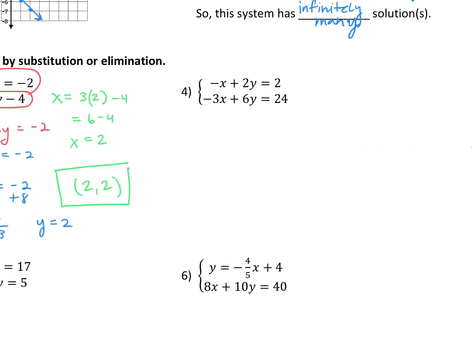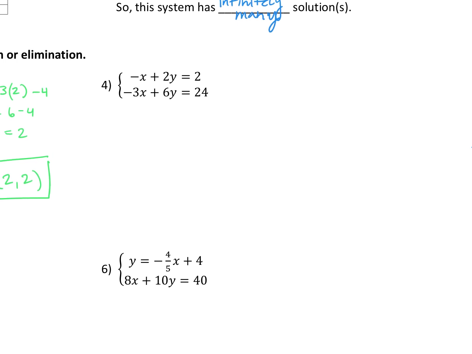All right, coming over here to number 4. Again, we get to choose substitution or elimination. What I notice is we don't have a variable to solve for like we did in the last problem. Both equations are in standard form. The x's are lined up, the y's are lined up, the equal sign is lined up, and this number on the end is lined up. So what that means is that this is set up for elimination. Elimination will be the least amount of work for this system.